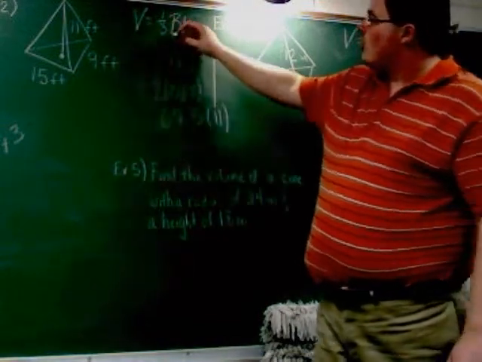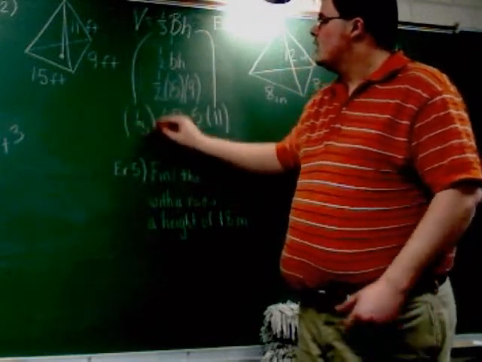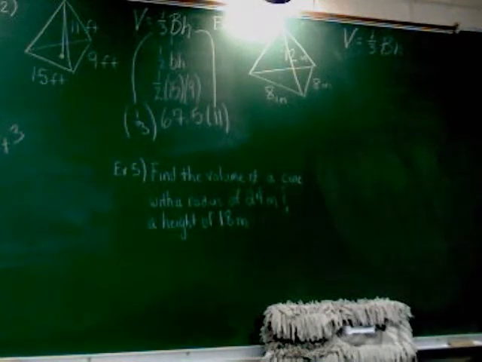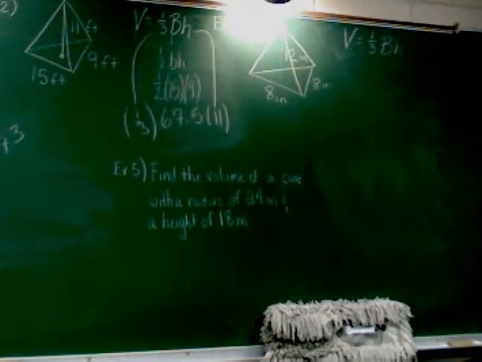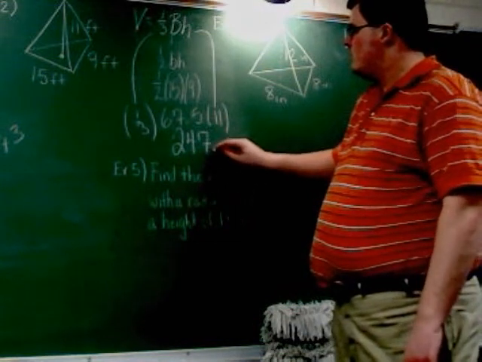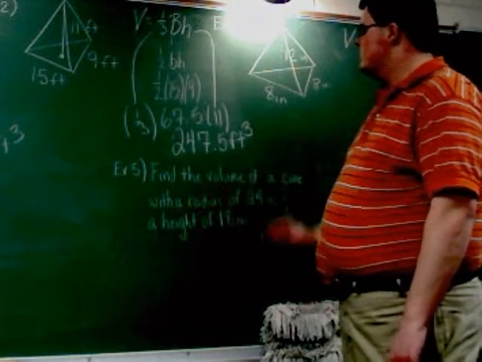And again, this formula always has 1/3 in the front. So you got 1/3 of 67.5 times 11. So on your calculators, you would do 1 divided by 3 equals times 67.5 times 11. And when you multiply all that out, you get 247.5. That would be feet cubed.